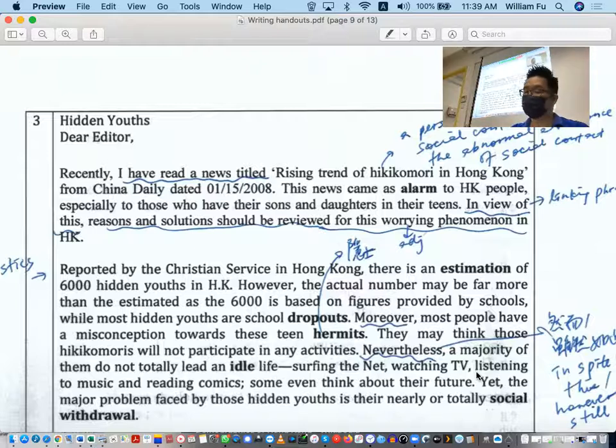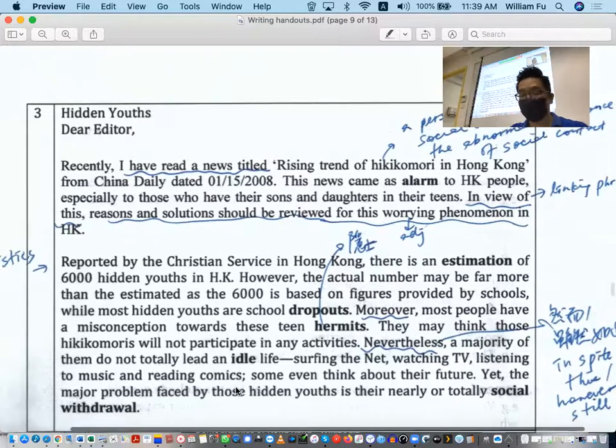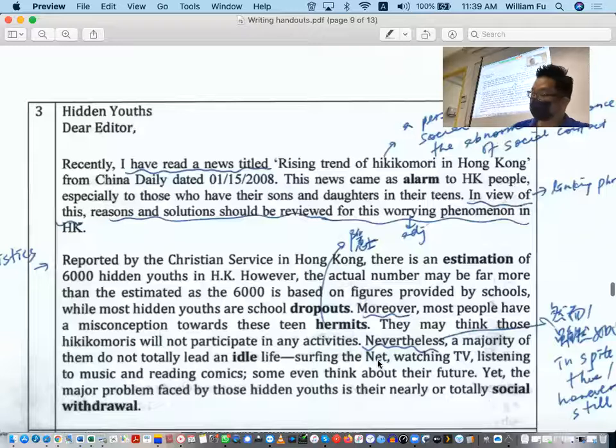Surfing the net, watching TV, listening to music, and reading comics. Of course, I know they do. Okay, all right. Now, some even think about their future. Okay, the future. What should I eat tomorrow? Okay, yes. Yet is just like a twist like this.